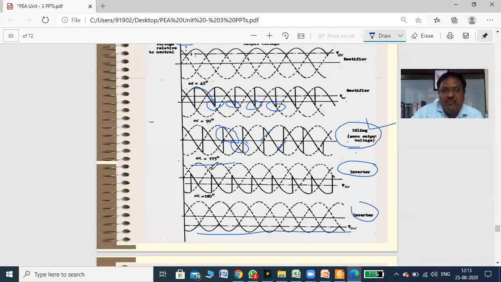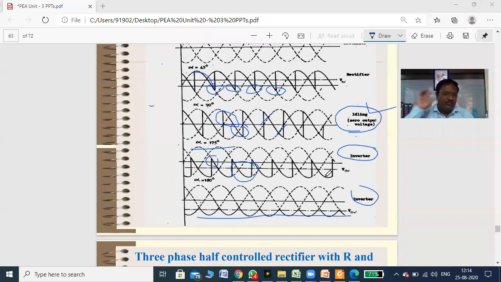But if alpha is greater than 90, it may be 100, maybe 110, then you can see here the positive part is very small, but the negative part is most. So this negative part means that the energy is fed from load to supply. Okay, and at 180, it is totally energy fed from load to supply. So that time we can say that operation is called an inverter operation. Even above 90 degrees, this circuit will work as an inverter.